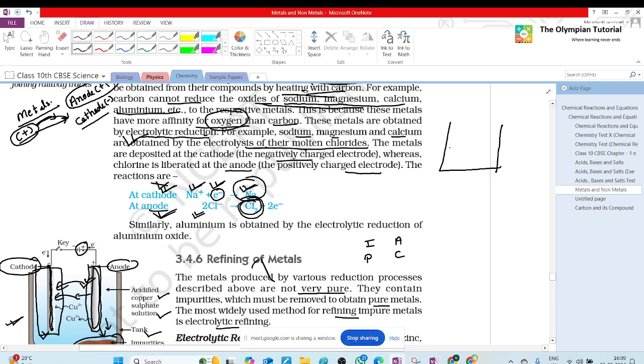Like we will have the salt solution, here electrodes, battery, NaCl solution, you will write NaCl solution. It is positively charged, negatively charged, towards the positively charged electrode chlorine, and here sodium.